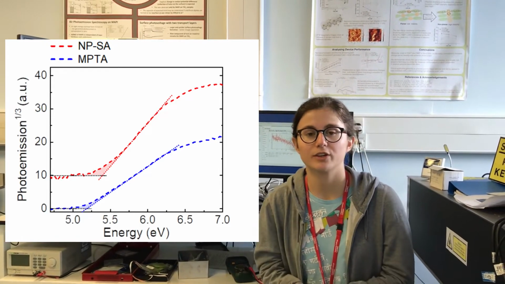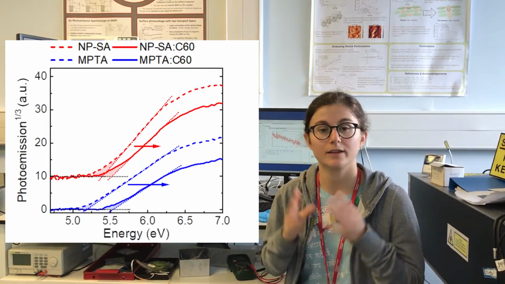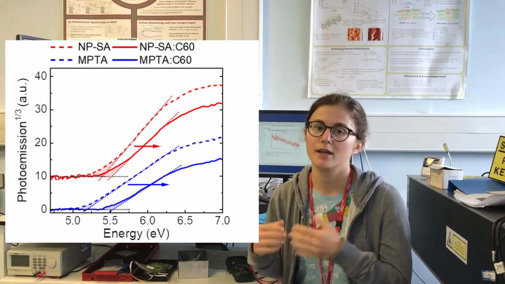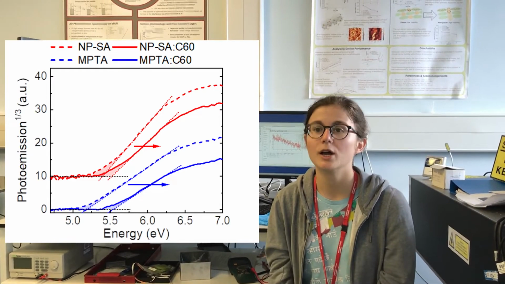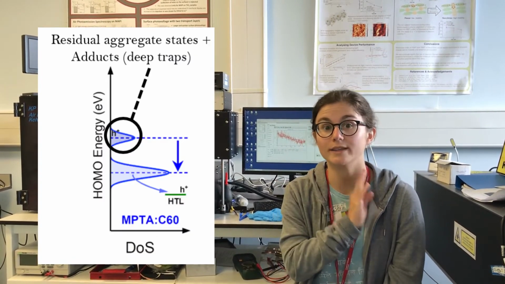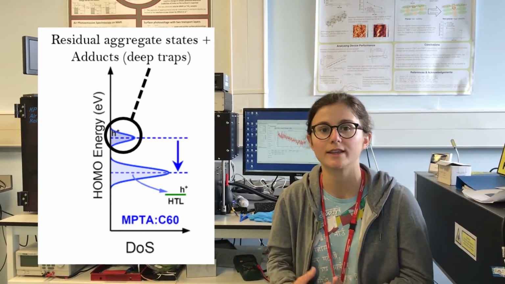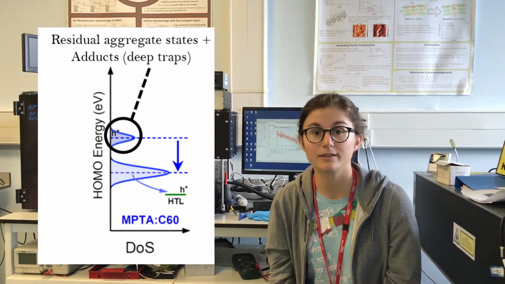The second observation is that when we blend these materials, in both cases we are shifting the energy levels deeper. But this shift is much stronger for the planar molecule. So we think that originally in the neat material, the planar molecule, due to the aggregation, has quite shallow energy levels. When we blend with the fullerene, we are disrupting this aggregation and shifting the majority of the states deeper, but the residual aggregate state will be present quite deep into the band gap. This would create a possible origin for deep trap states.